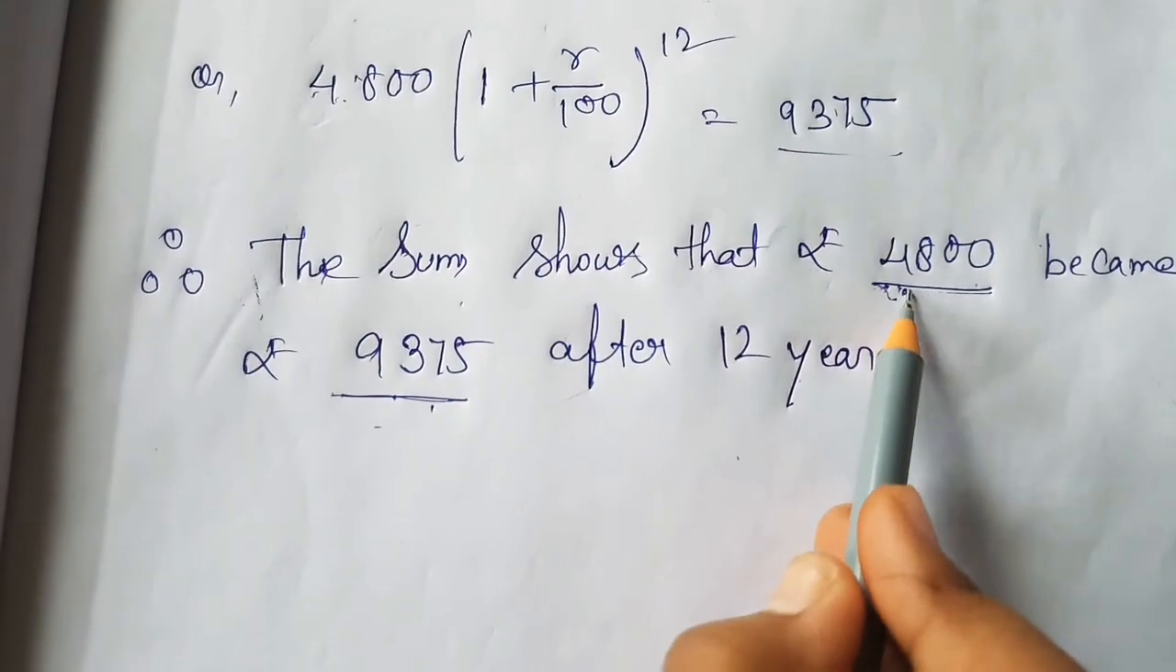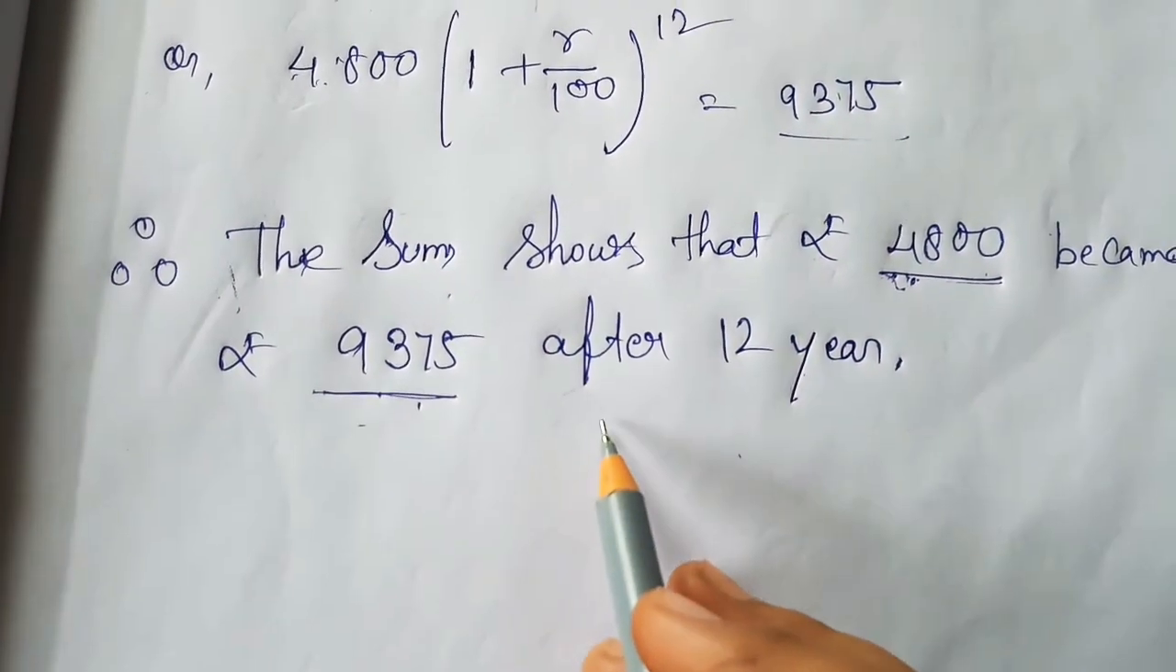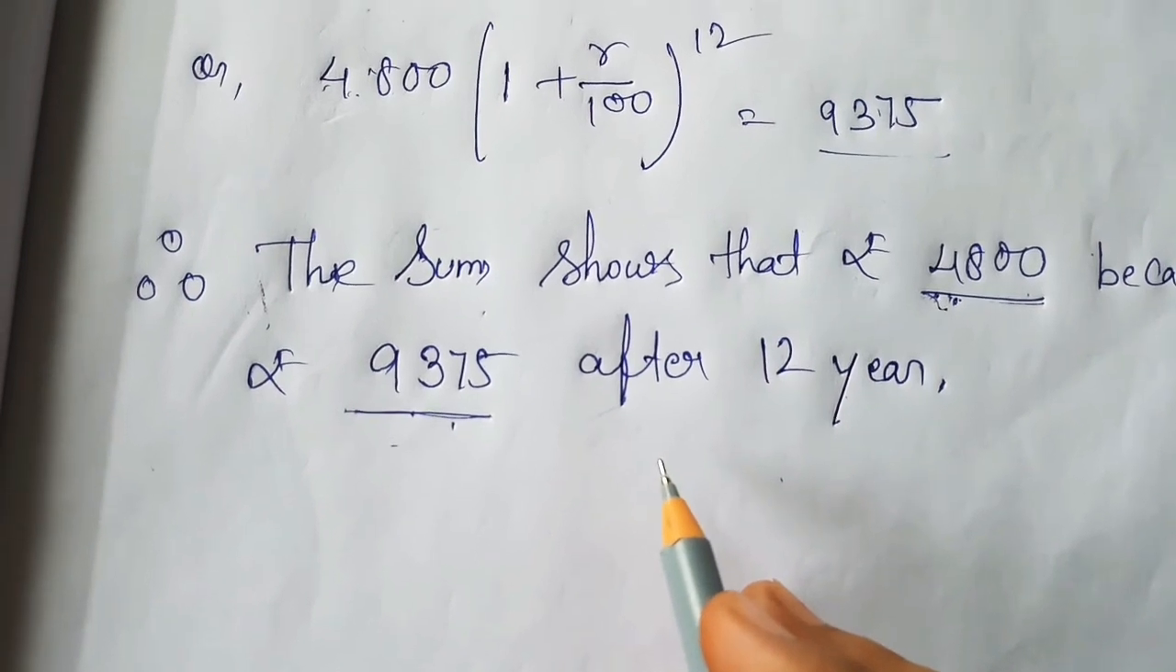So what is the first principal? 4800, and after 12 years this is 9375. So you understood? Yes, miss, I understood.